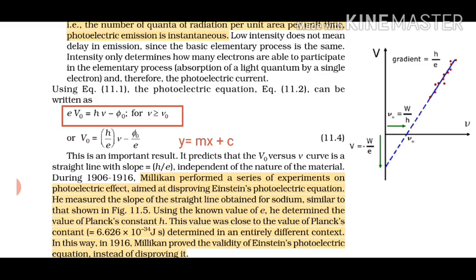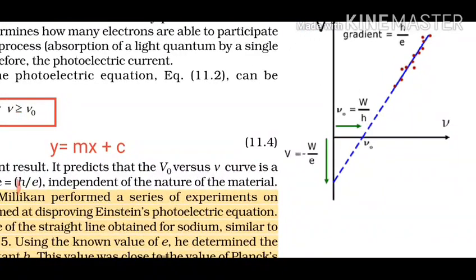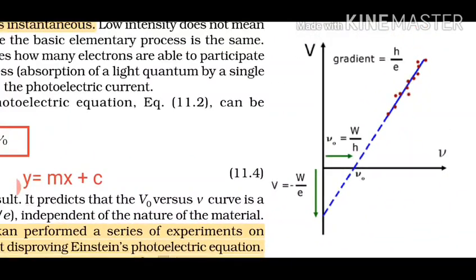The graph was not there in your book, so I have taken it and pasted it over here. As you can see, two parameters are there. Y is the stopping potential and x is the frequency of the incident photon. Then the graph will be a straight line because it matches the equation y is equal to mx plus c. The slope, or gradient, is h by e.